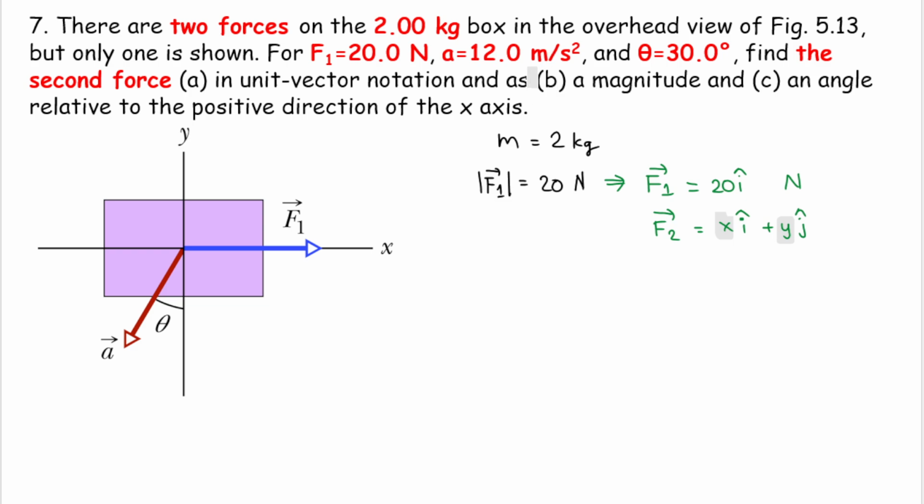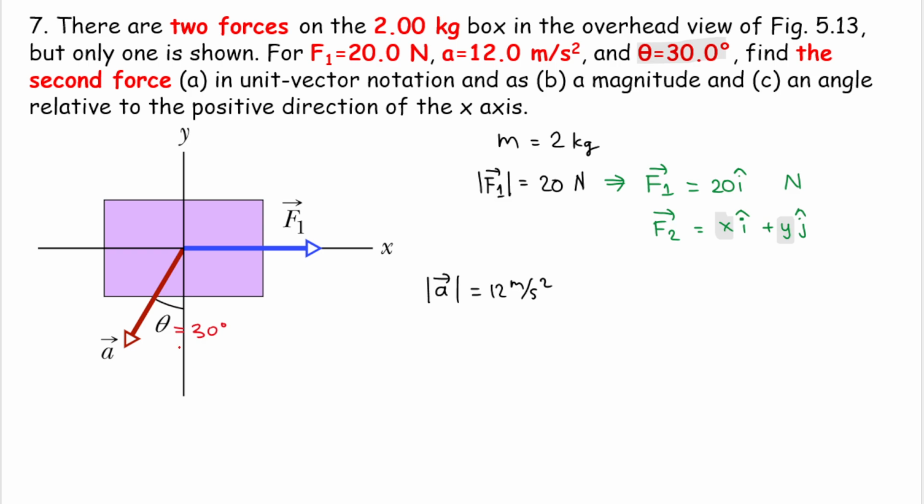Good. And then we have the magnitude of the acceleration of the box here is 12 meter per second squared. So let's write that. The magnitude of the acceleration here is 12 meter per second squared. And the direction of the acceleration is theta equals 30 degrees.